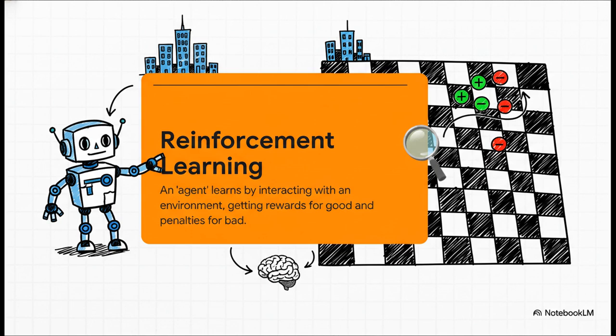Now, there are a couple of key terms you'll hear: agent and environment. The agent is just our learning machine, our little player. It's taking actions inside an environment, which could be anything from a chessboard to a complex simulated city. For every single action it takes, it gets feedback, either a reward for doing something good or a penalty for doing something bad. And its whole goal, its entire reason for being, is to figure out how to get the most rewards possible over the long run.